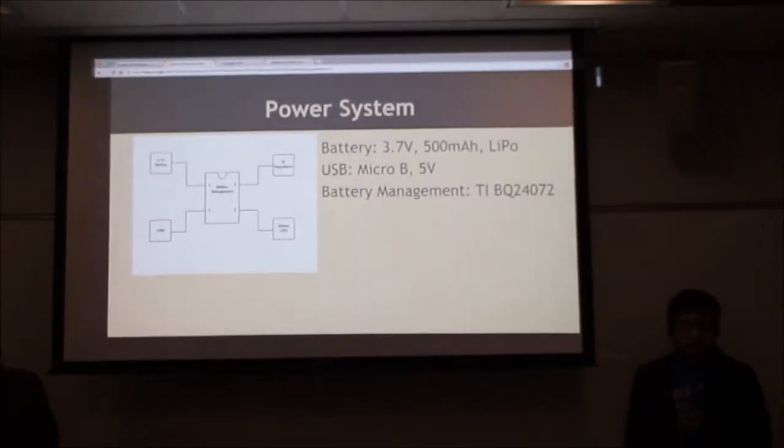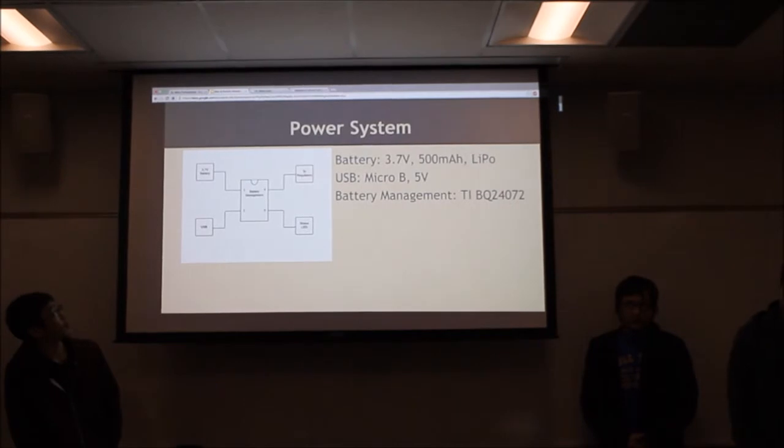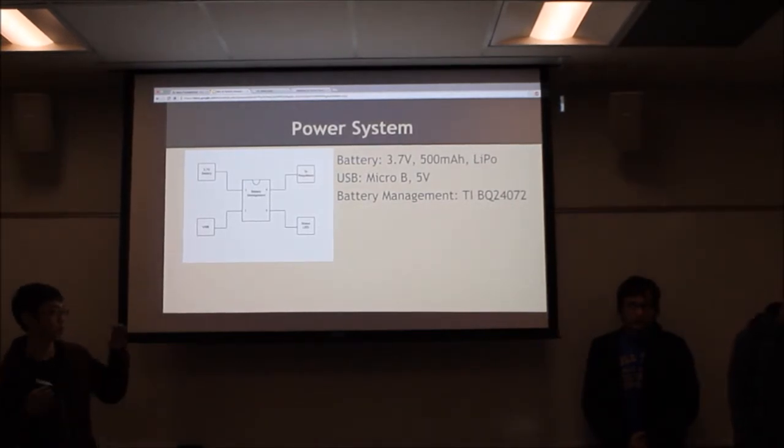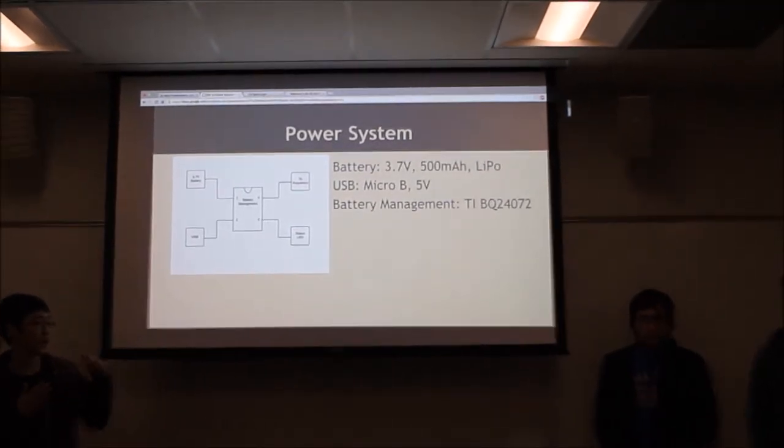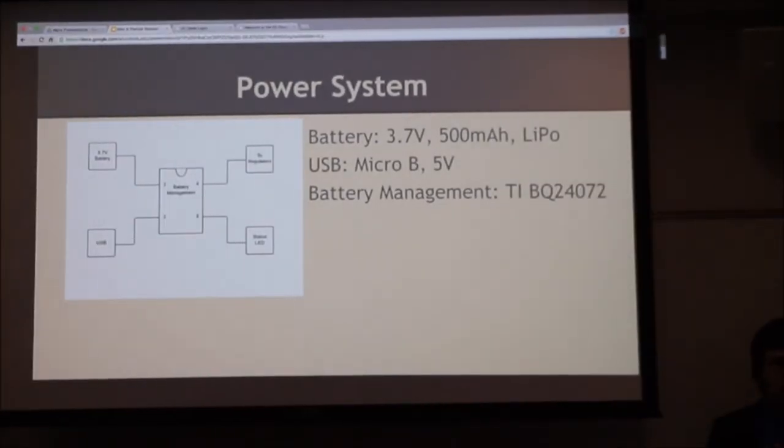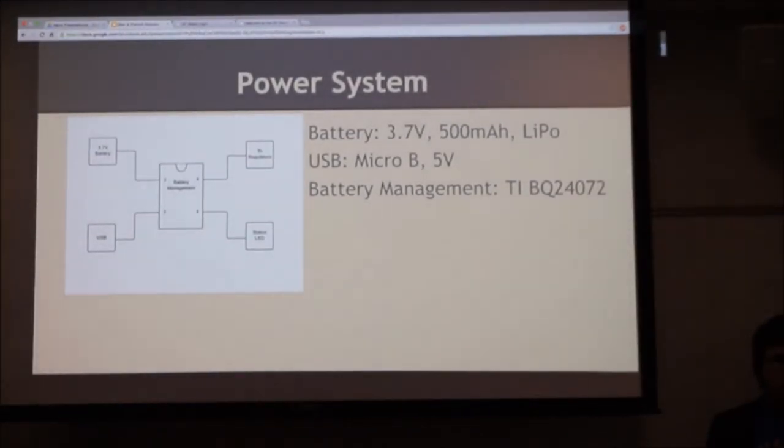So this is our power system. We have a USB and our LiPo battery feeding into the battery management IC, and it routes power from either source, depending on the voltage level of the battery, to our regulators and status LEDs.